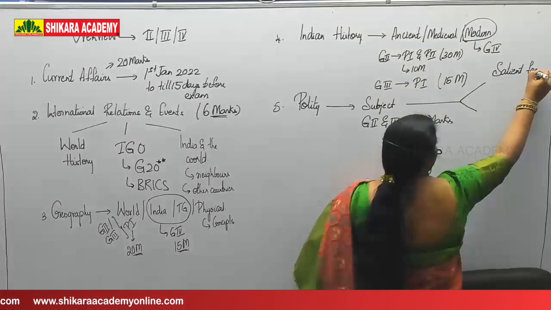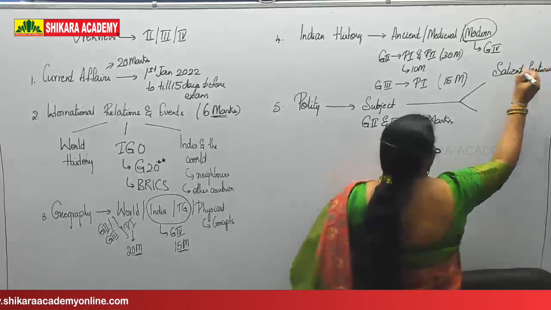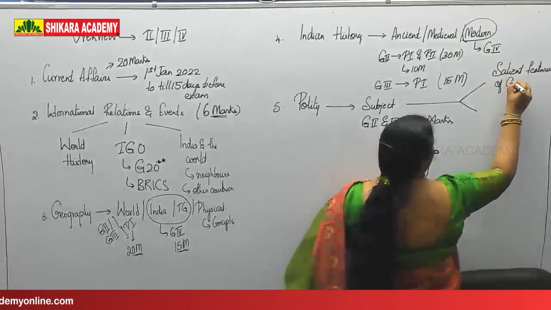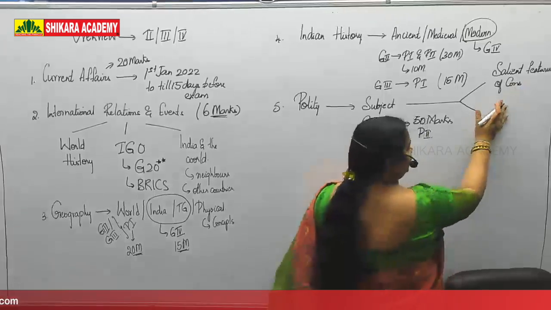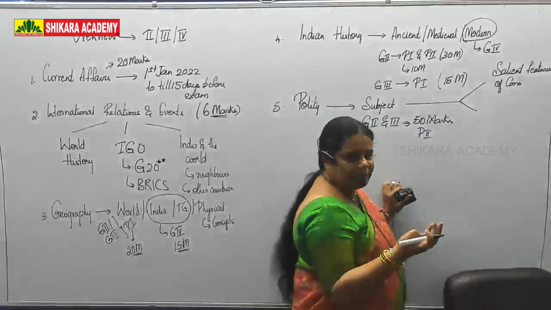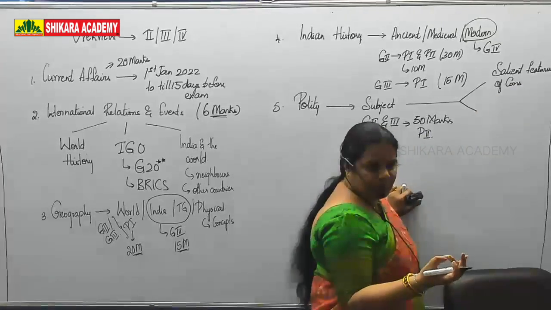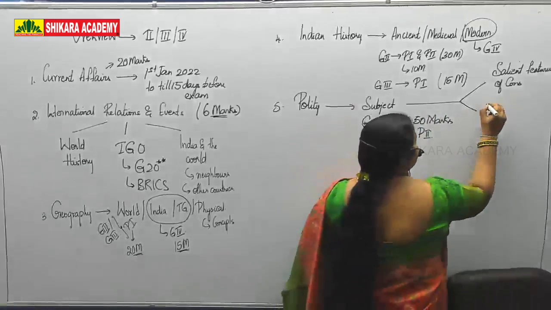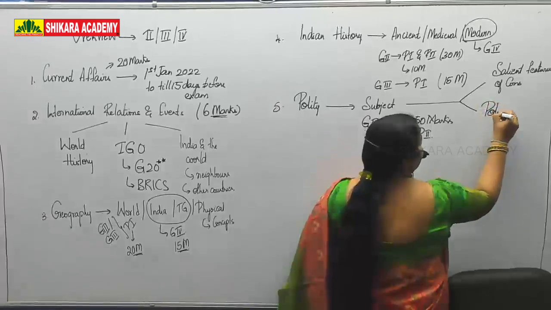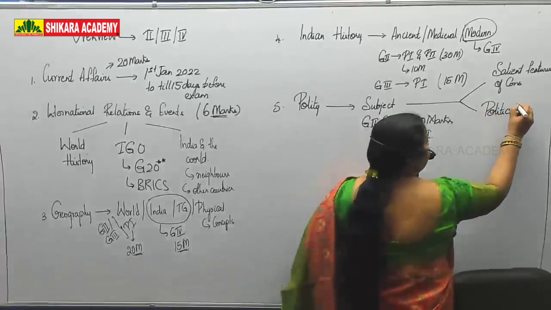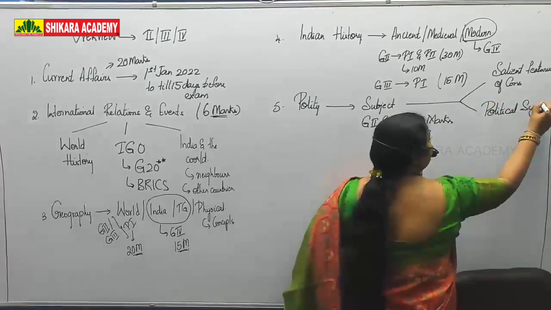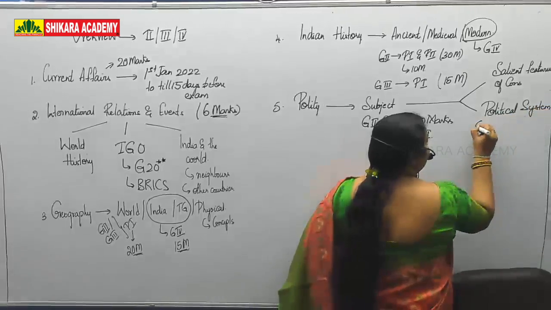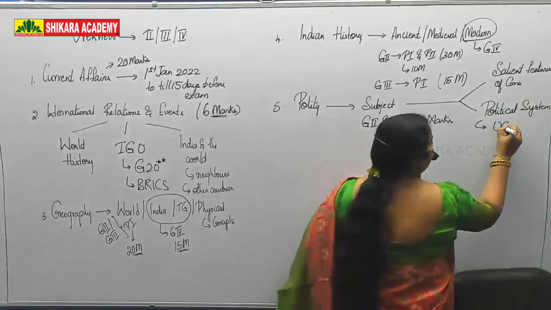salient features of the constitution, where we are going to discuss the salient features, preamble, fundamental rights, fundamental duties and directive principles of state policy. That's it, nothing beyond that. And we also discuss the political system in India. The political system in India is basically about the government in India. How many governments do we have? Union government.